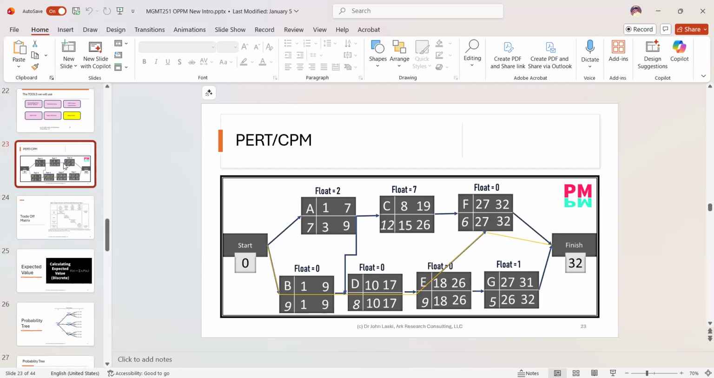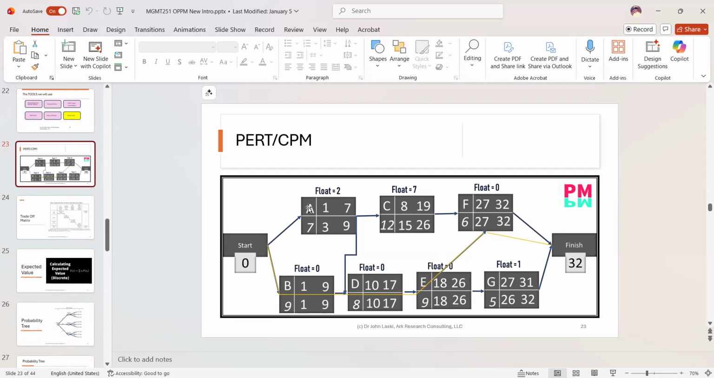PERT CPM will do something like this. We have an activity: building a house, building a car, baking a cake, changing a tire. And we have all kinds of different activities we're going to talk about, but they're the activities associated with a specific tasking. So changing a tire, to keep it simple.